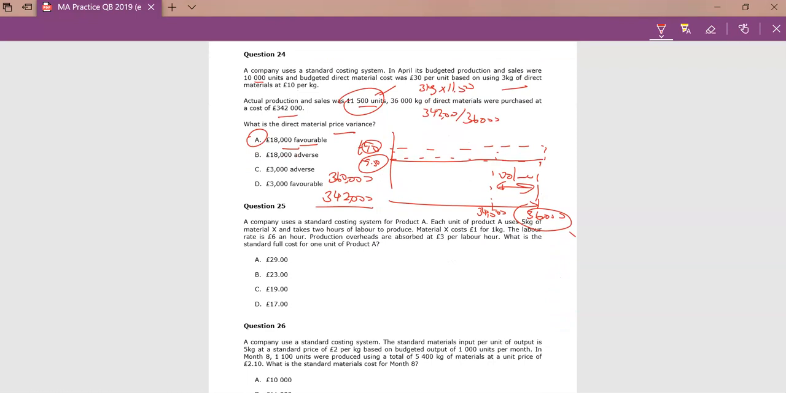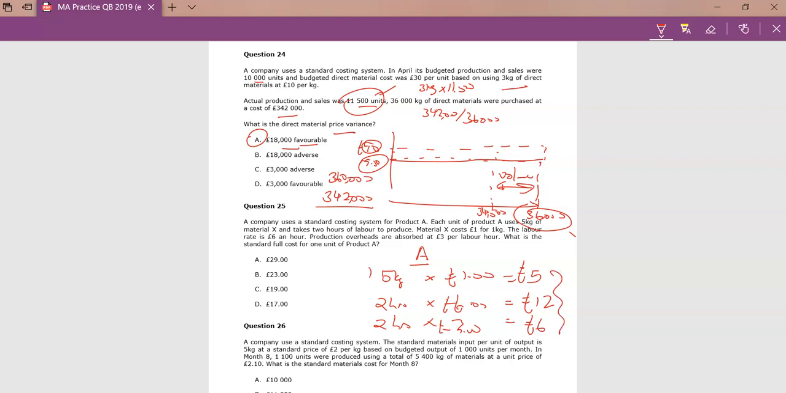Question 25 is a pretty straightforward question on standard costing. What is the standard cost? It says that to make a unit of A, you need 5 kilograms of X and 2 hours of labor. Material X costs £1, the labor is at £6 an hour, and you're absorbing overheads at £3 per labor hour. So that's 2 hours times £3. So therefore we now have £5, £12, and £6. Ultimately, add all these together. The standard cost is the standard full cost of making a product. So here we have this plus this, and we have 23. So the answer here is B.